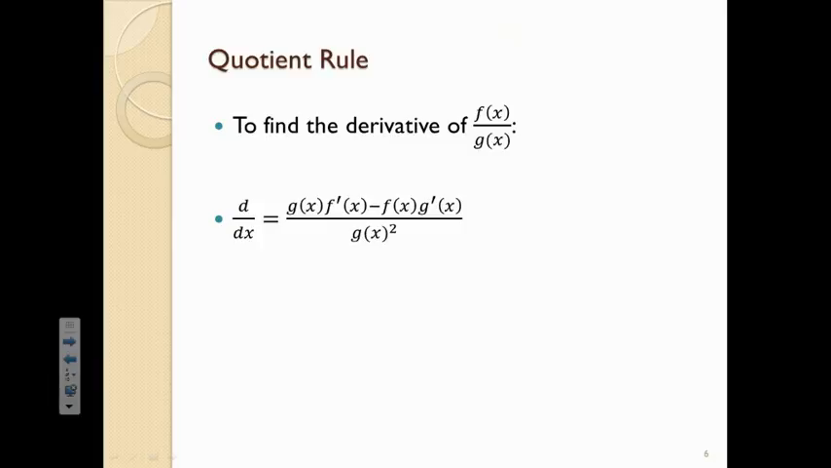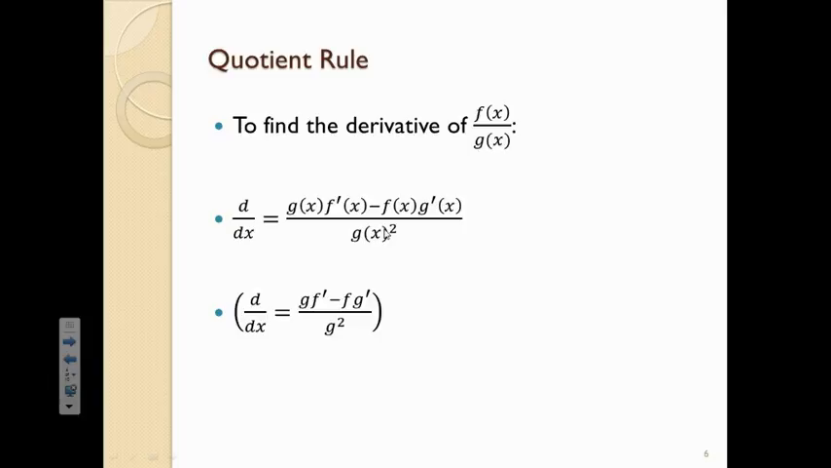Now, the quotient rule, again, is what we're going to use when we are dividing, hence the word quotient. So if we have one function divided by another function, an f of x divided by a g of x, then what we're going to do is this. It's going to be g of x times f prime of x minus f of x times g prime of x, all divided by g of x squared. Now, again, the shortcut way of writing this out would be gf prime minus fg prime divided by g squared.